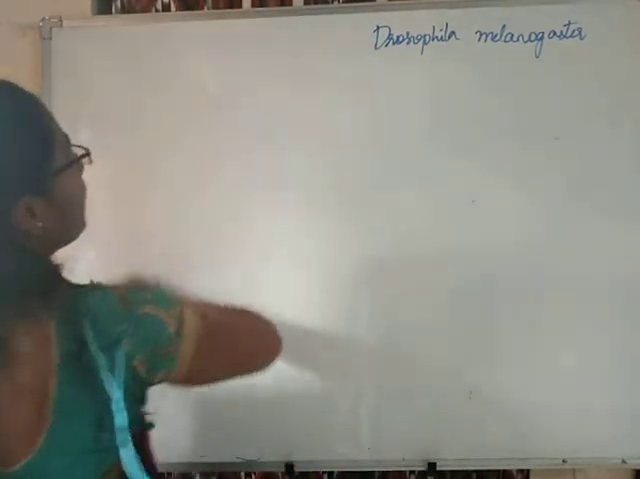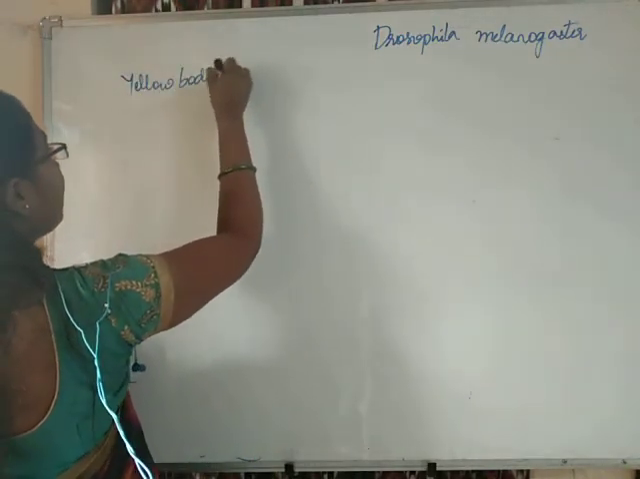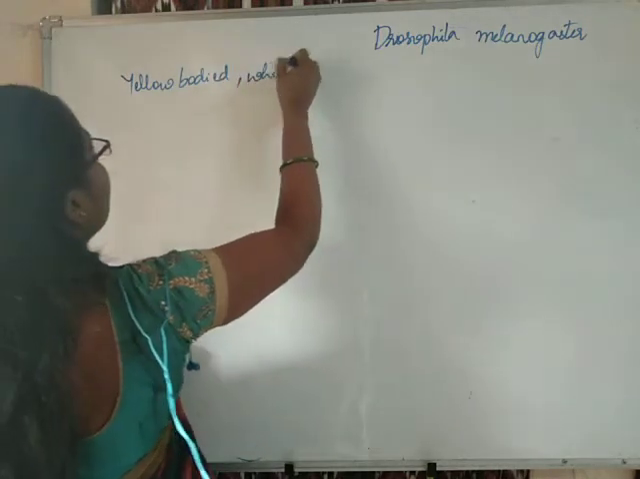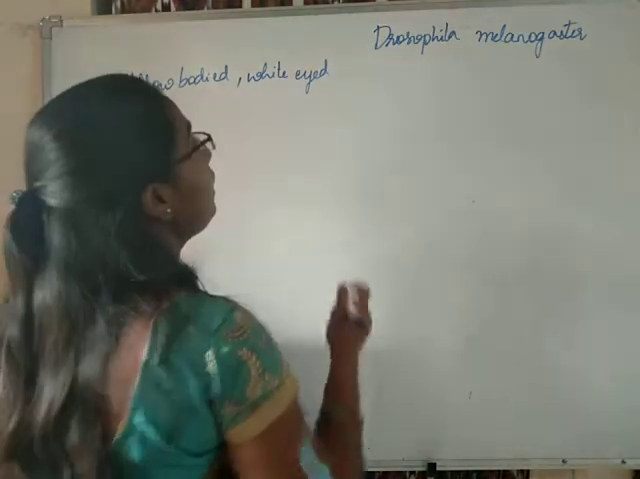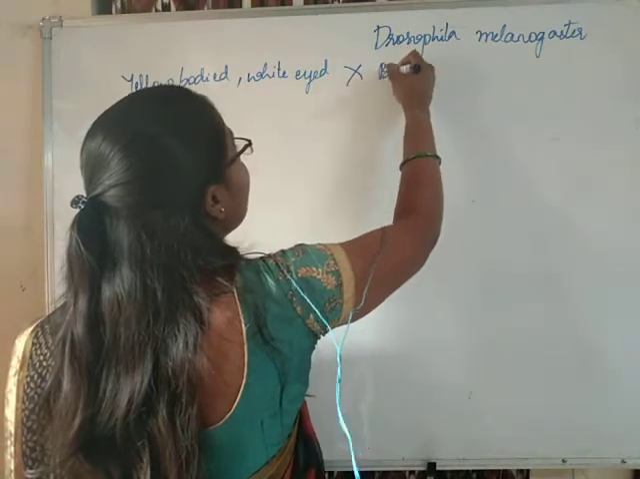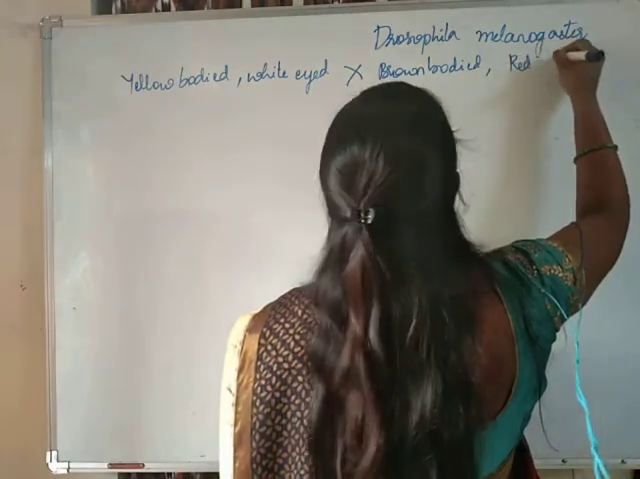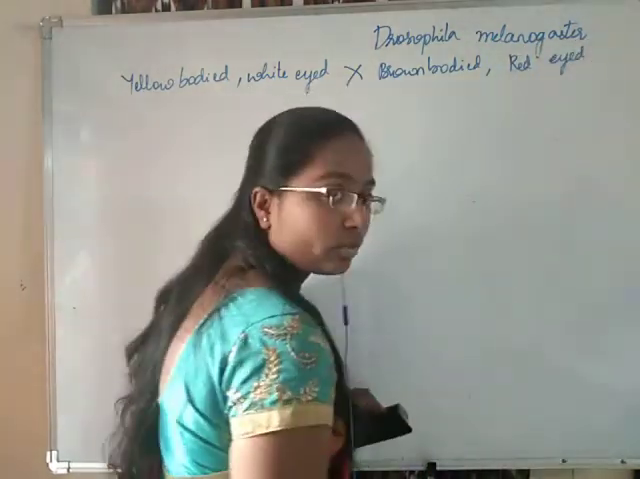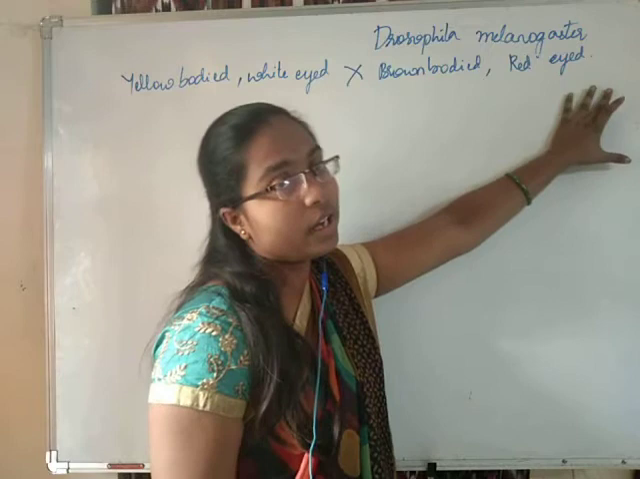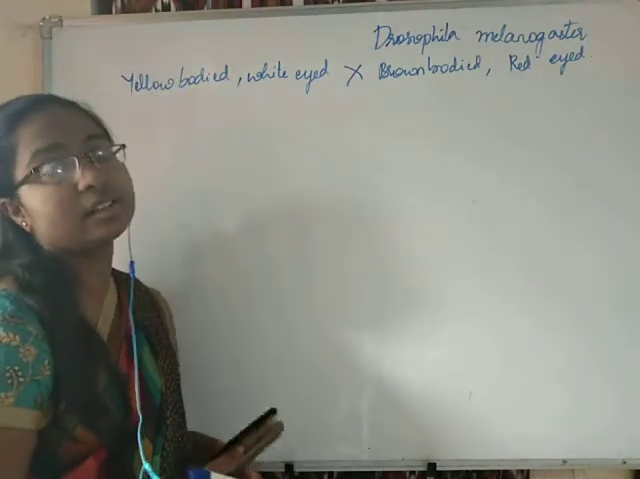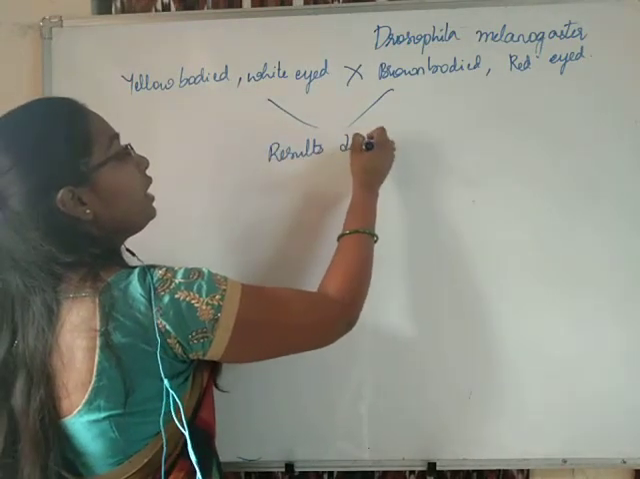So, T.H. Morgan has selected a yellow bodied, white eyed fly. He took a yellow bodied, white eyed fly and crossed it with a brown bodied, red eyed fly. Then he observed that the results obtained were deviated.